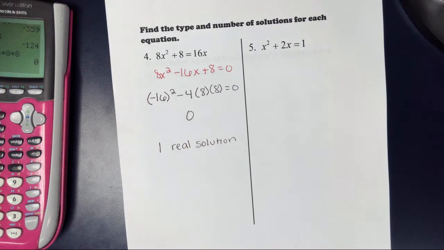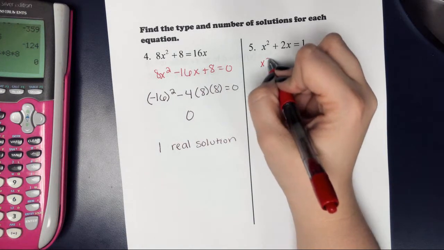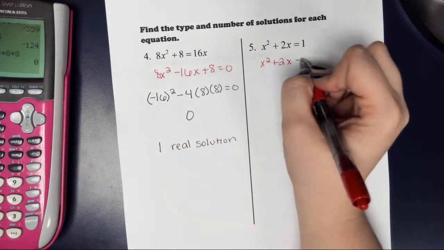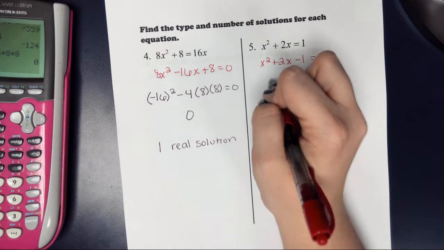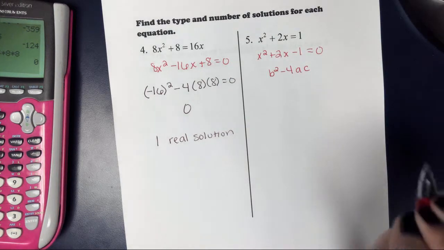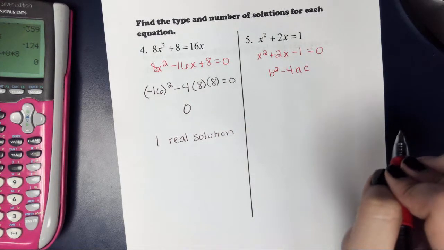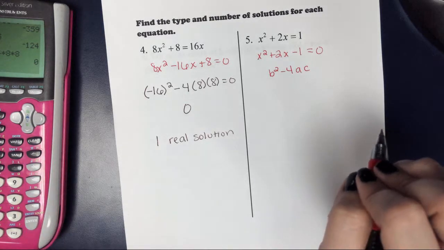Okay. Next one, number 5. Again, this is not in standard form, so I want to put it in standard form by doing x squared plus 2x minus 1 equals 0. Okay, then I'm going to use that b squared minus 4ac. If you memorize anything, memorize that right there. B squared minus 4ac. I'll have an annoying song for you to hear on Monday when we come back.